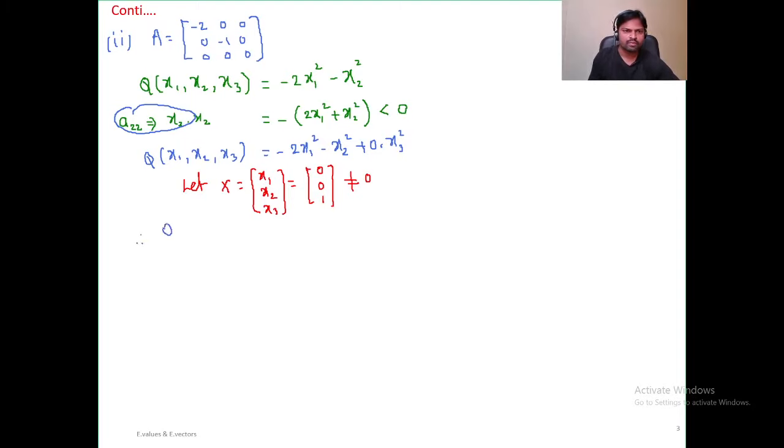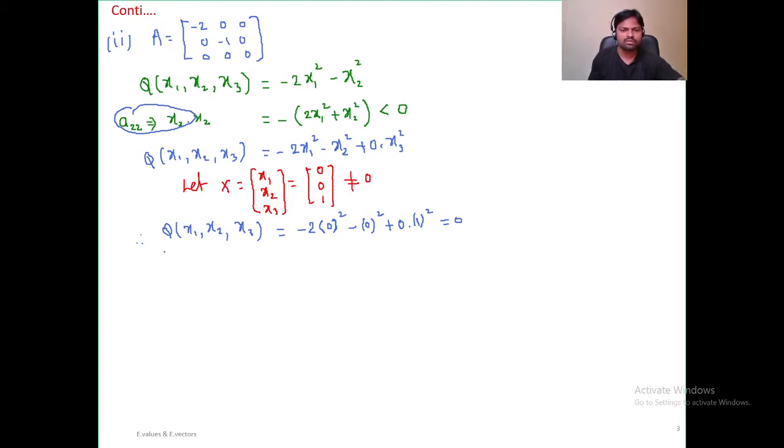Therefore Q of x1, x2, x3 is equal to minus 2 into x1 value 0, 0 square. Next, minus x2 value 0, so 0 square. Next, plus 0 into x3 value 1, 1 square. So finally this is 0. We are getting 0. Look at it, it's a non-zero vector with the quadratic form vanishing.